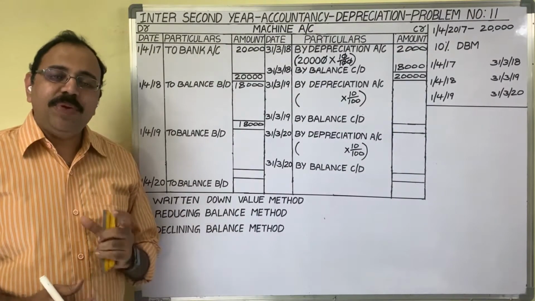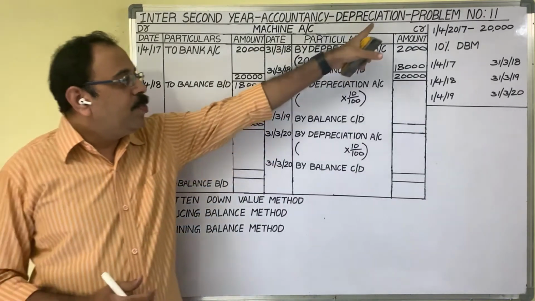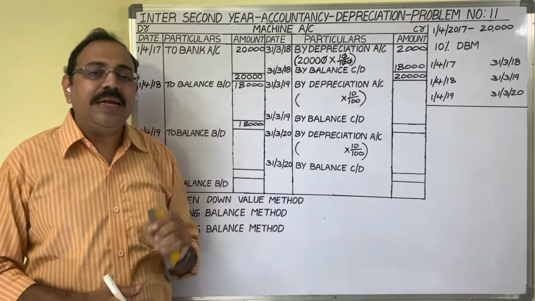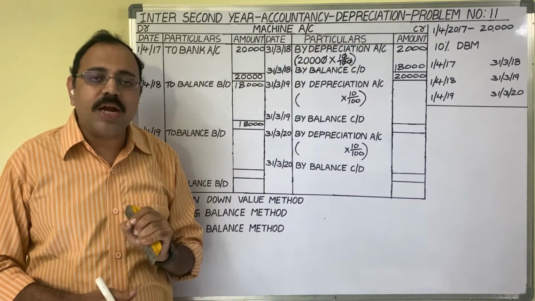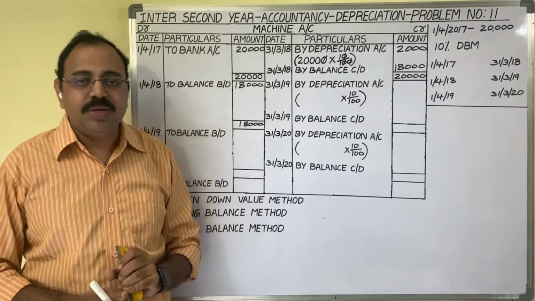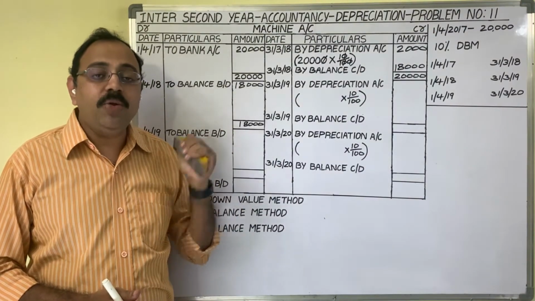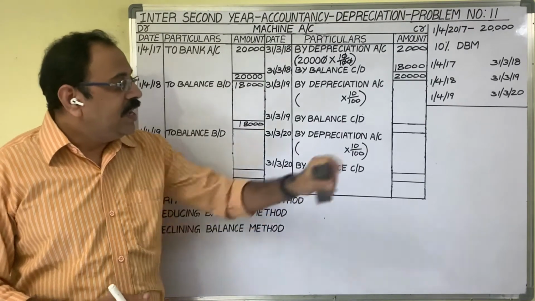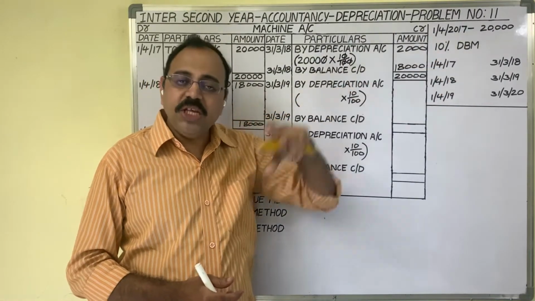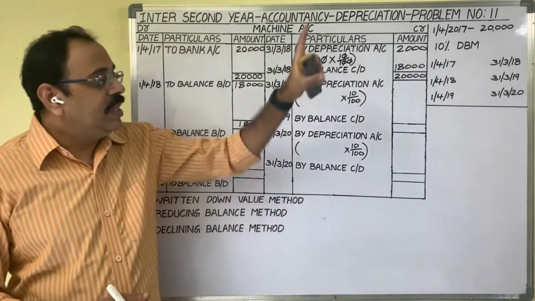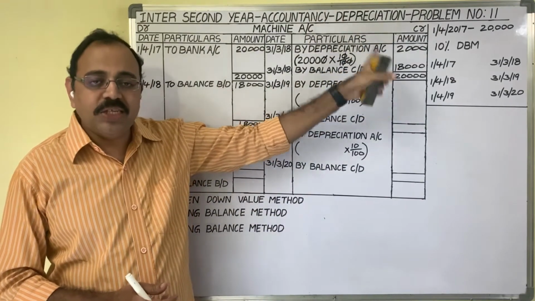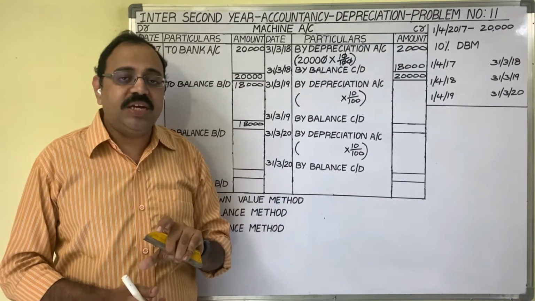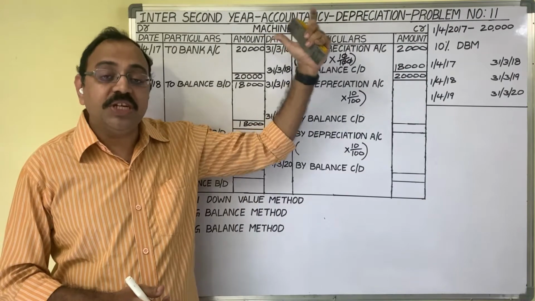Hello students, in this video I am going to explain problem number 11 from the depreciation lesson. I am taking this question from the Intermediate Telangana State Telugu Academy second year accountancy textbook. With the help of this video, I am going to explain the second method of depreciation calculation, that is the diminishing balance method. In this video, you are going to learn the meaning, advantages, disadvantages of the diminishing balance method and for which type of assets it is suitable.